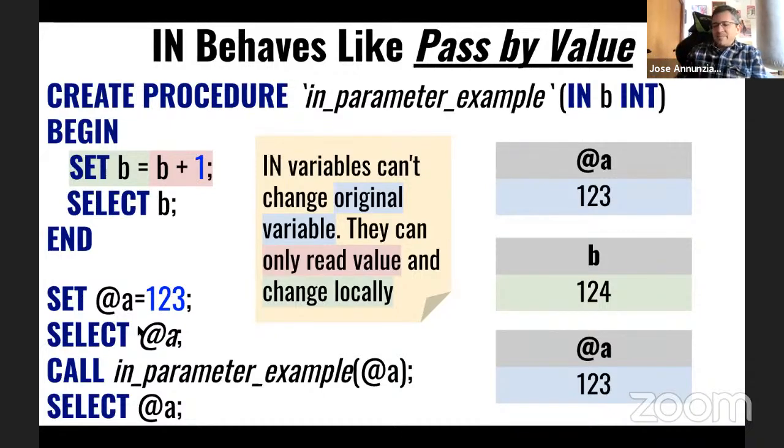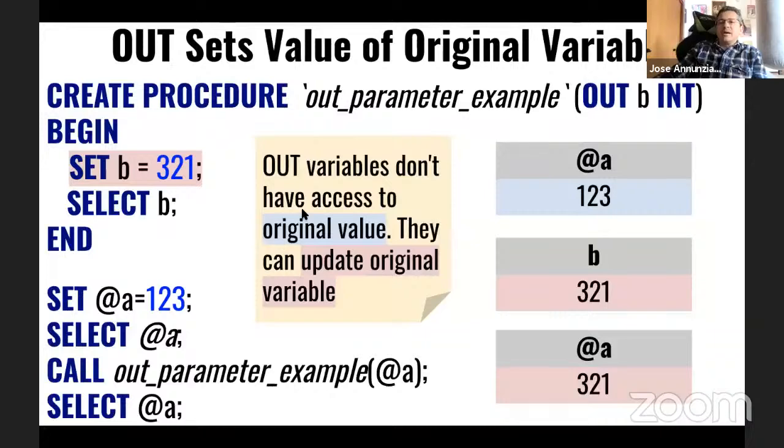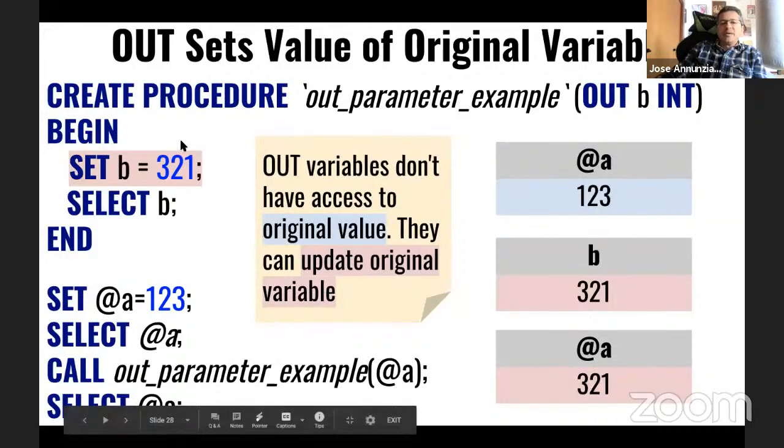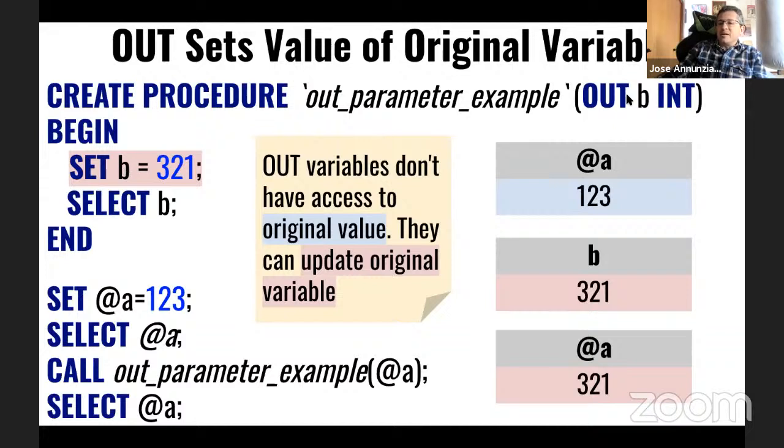Pass by value. Now, if we look at out, here we have declared b to be out, right? And we are passing again the same value of a, 123, and we can't even look at the value of b here. If I try to select b, it won't have any value. I can't even use it. I can't even use its original value, even though I'm passing it.